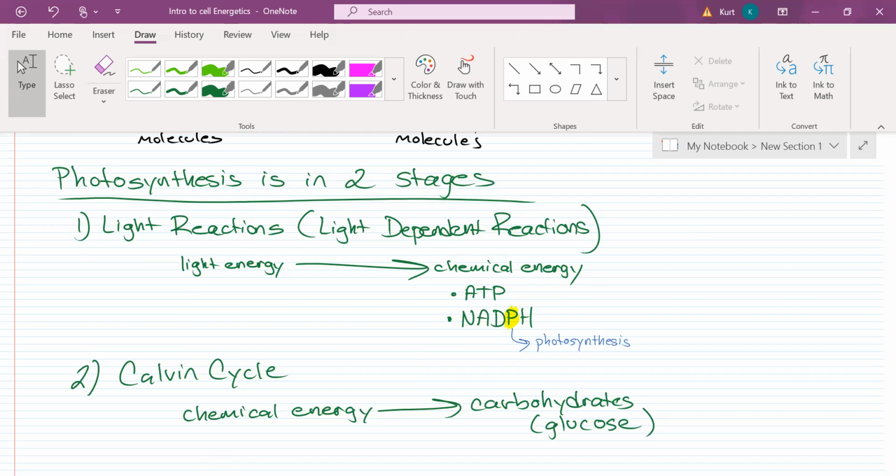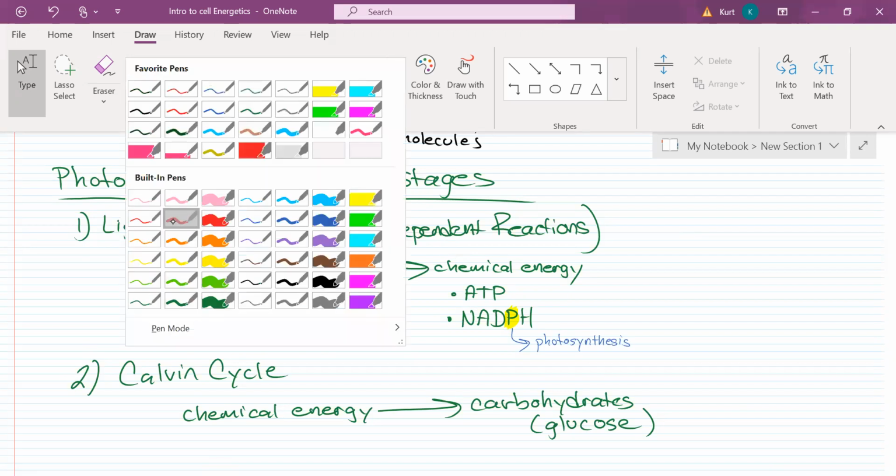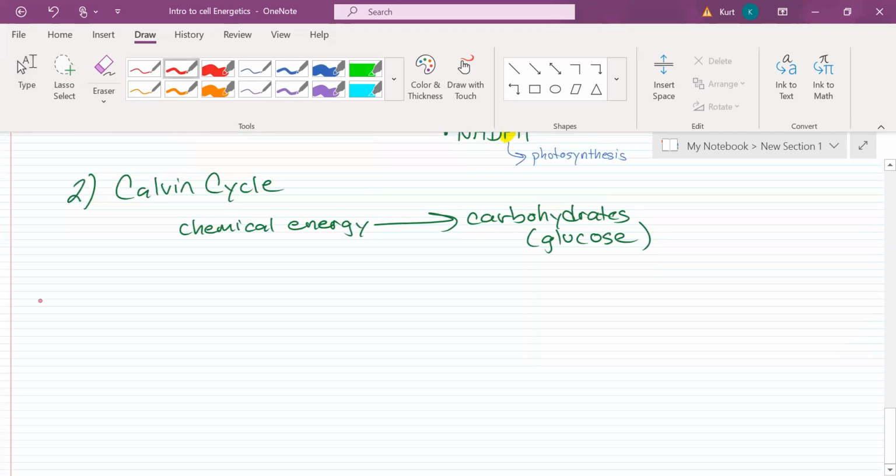Okay. Now, what is the yin to the photosynthesis yang? What's the opposite of photosynthesis? Cellular respiration. We're going to go over this one first. We'll begin this at the end of this week.